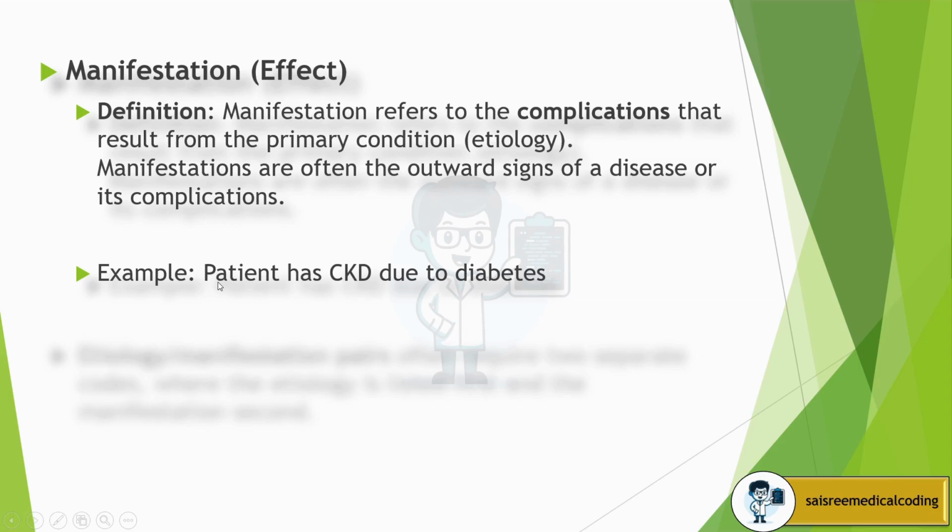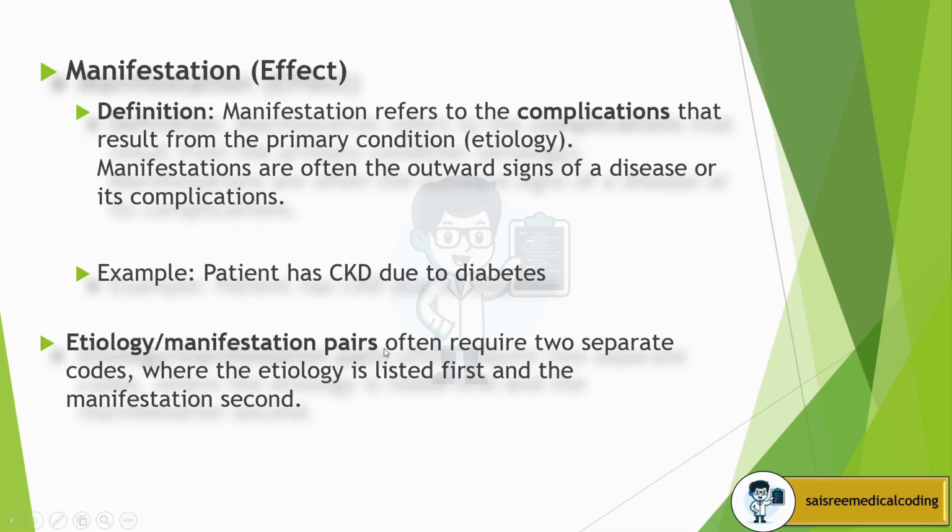We'll see the example. Patient has CKD due to diabetes. I have already discussed the etiology. Due to diabetes, the patient developed a condition called CKD. CKD is nothing but a complication or a health issue developed from an origin primary condition. This is about the manifestation. In simple terms, we'll be calling it a complication getting from a primary condition. This is about the manifestation.